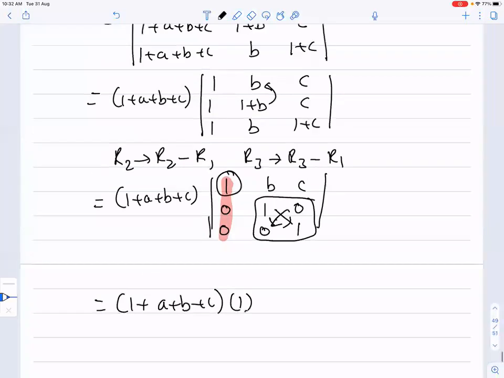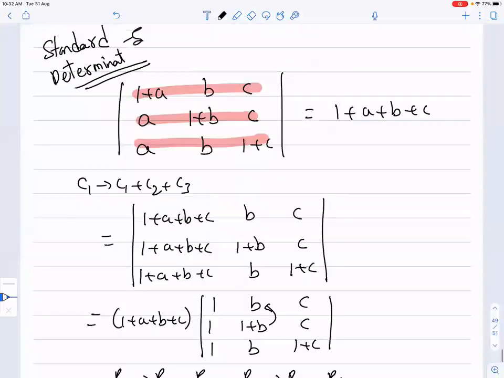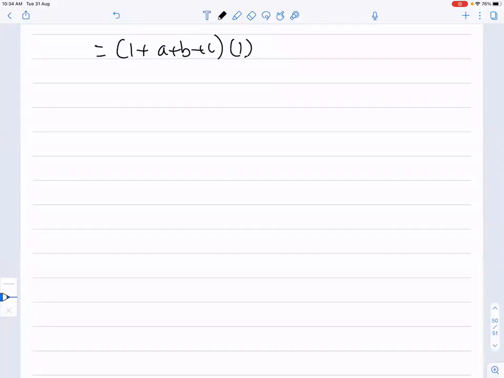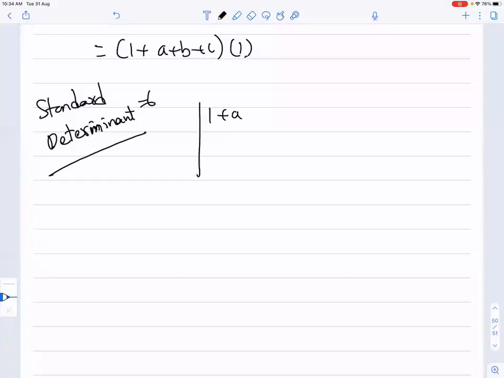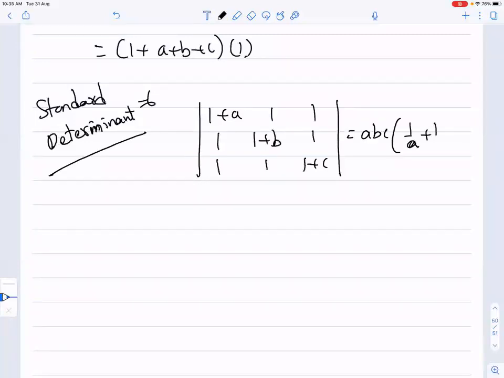Please write it down. Standard determinant 6. 1 plus A, 1, 1; 1, 1 plus B, 1; 1, 1, 1 plus C. Prove that this is equal to ABC into 1 by A plus 1 by B plus 1 by C.